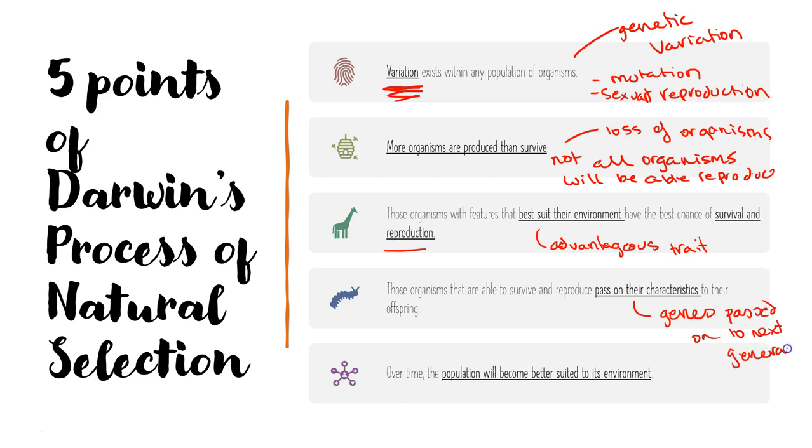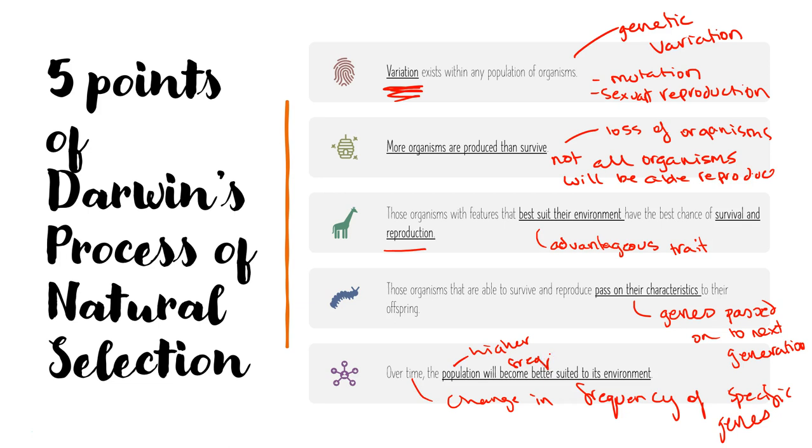And over time, we will see a change in the frequency of specific genes, and the population will become better suited to its environment. We will have a higher frequency, so a higher seeing in the population, of the advantageous trait.